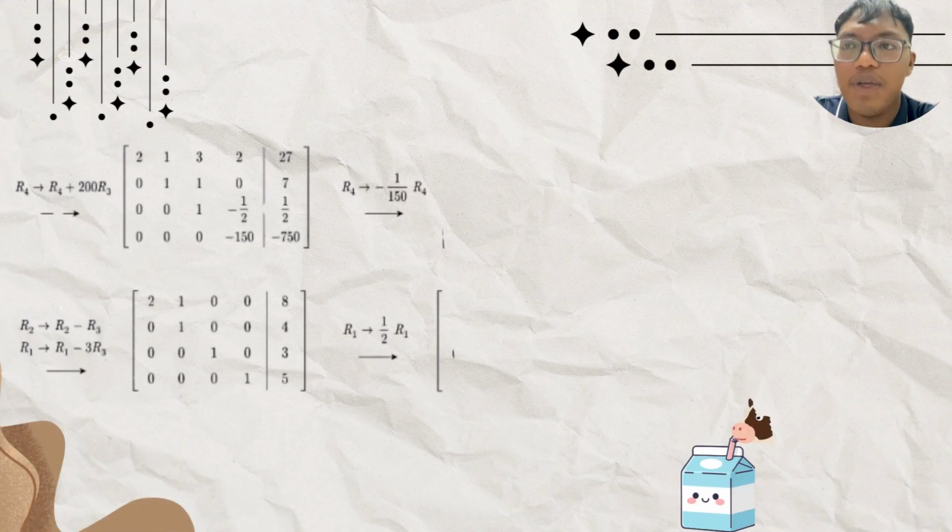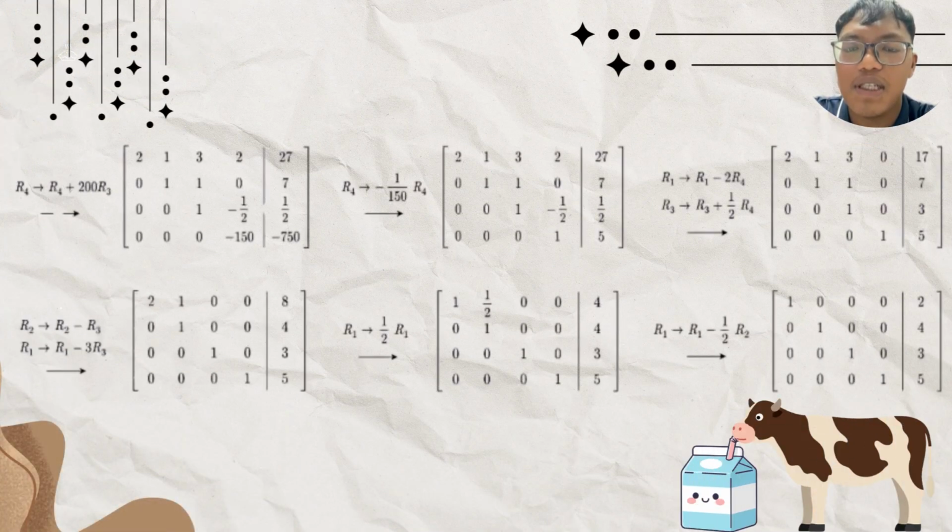On this slide, we continue solving the system using Gauss-Jordan elimination. We start with row 4 reduced to 0, 0, 0, negative 150, and negative 750, and scale it by negative 1 over 150 to get a clean pivot of 1. Using this pivot, we eliminate column 4 from the other rows with R1 minus 2R4 and R3 plus 1 over 2 R4, giving us the matrix on the top right.